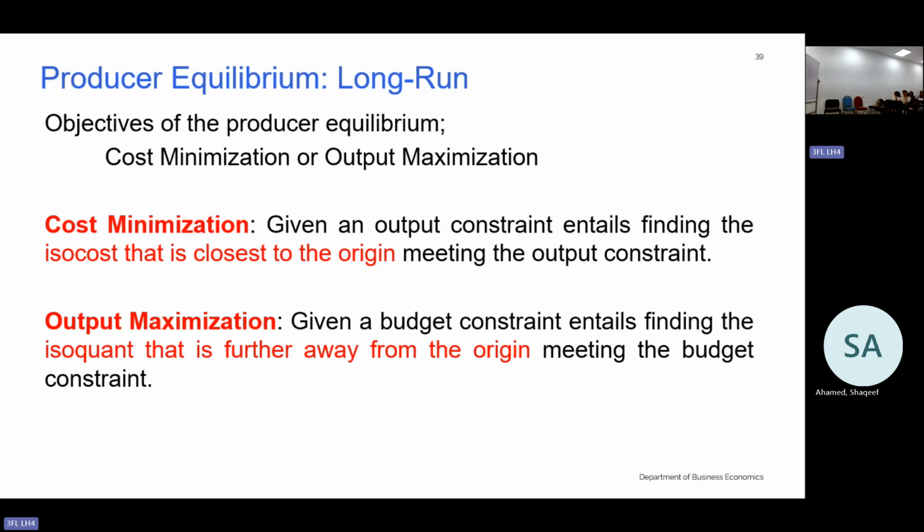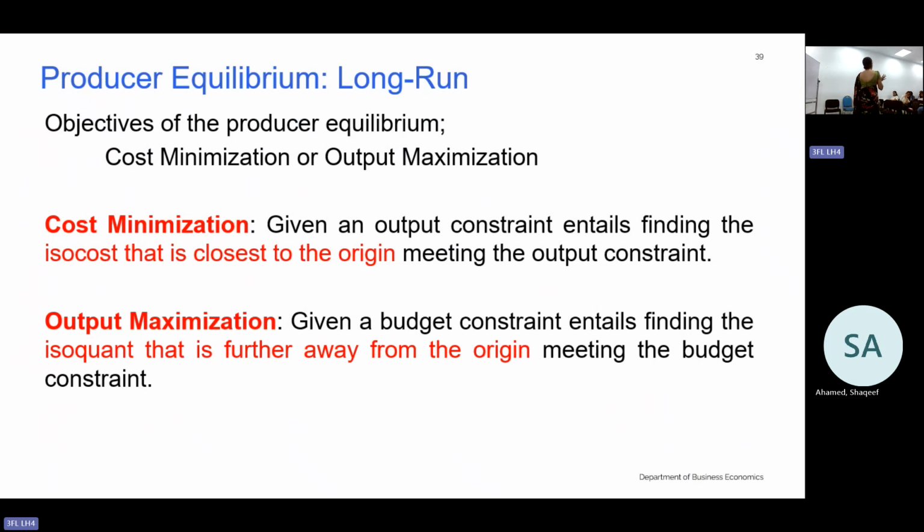Now we have to check how the producer comes to the equilibrium, right? So we learned, in the short run, how the producer would decide the optimal use of labor. We learned what the condition is: marginal revenue product should be equal to marginal resource cost. So that is in the short run, when labor is the only variable. Now we have to check how the producer comes to the equilibrium in the long run.